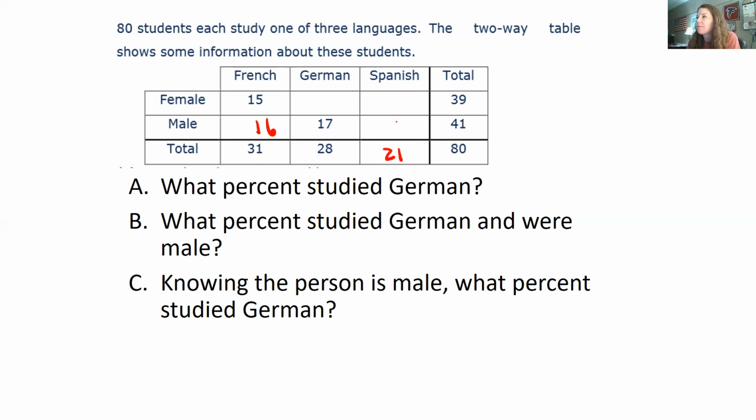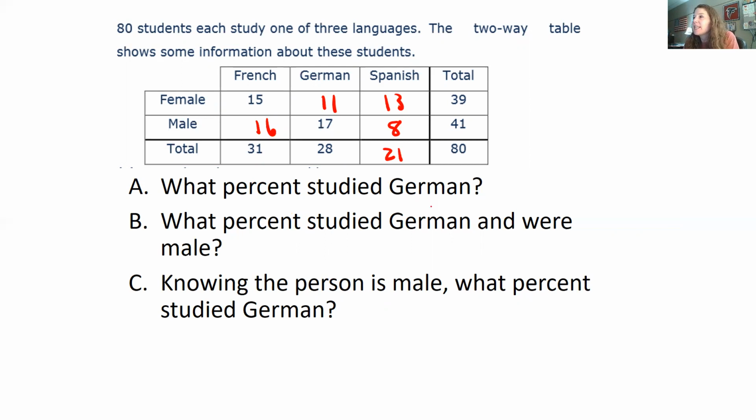8, right? And then 28 minus 17 is 11. And then 15 plus 11 is 26. And 26 from 39 is 13. And then does 13 plus 8 equal 21? All right, I think we got it.